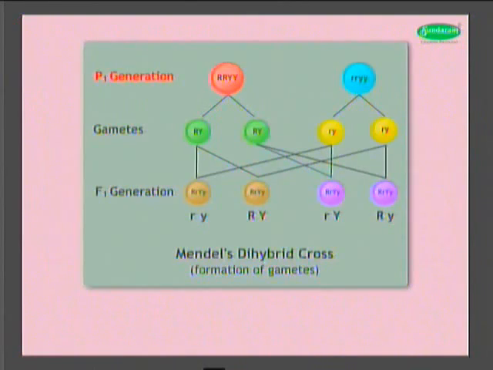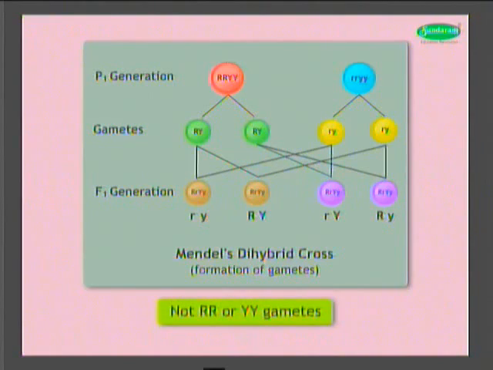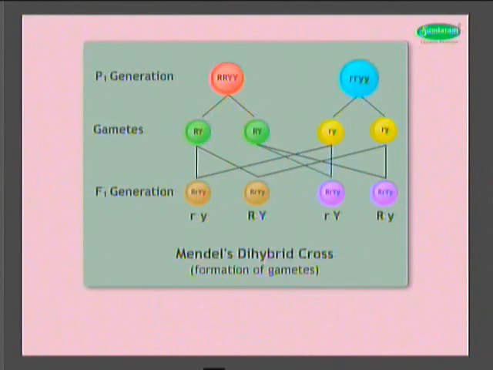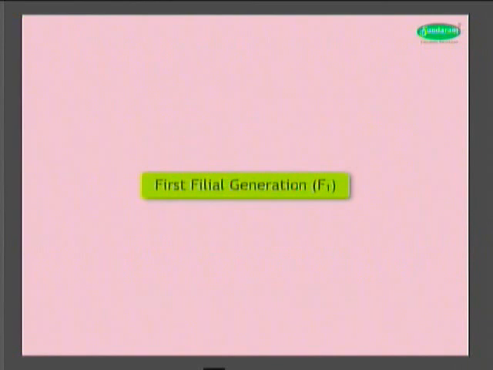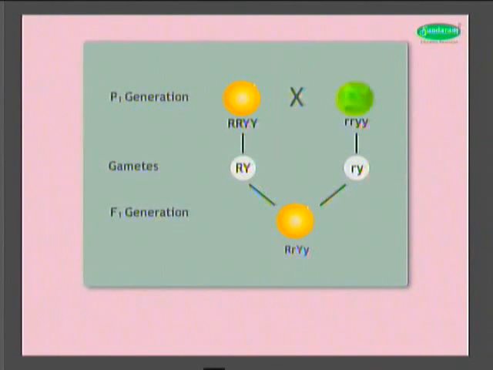When the gametes of the P1 generation are formed, each pair of genes, Rr or Yy, segregates independently of the other. Thus, the RRYY plants would produce only RY gametes and not RR or YY gametes. Similarly, the rryy plants would produce ry gametes. Thus, we conclude that in gametes, a pair of genes is represented by only one of its members. First filial generation, F1. On the basis of the experiments with monohybrid crosses, Mendel anticipated that the F1 generation plants would be with round yellow seeds. His prediction was right.